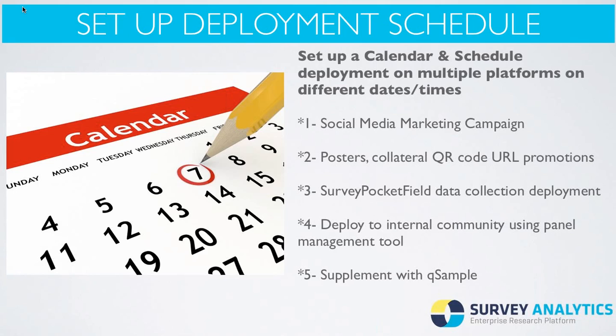The second thing that you can do while you're running your social media campaign is setting up posters, any collateral, and QR codes and URL promotions, whether those are paper posters or online banners. This is the time to do that. The third one is to set up your SurveyPocket field data collection deployment team and target those particular areas. And then the fourth thing is to deploy to your internal community using the panel management tool.